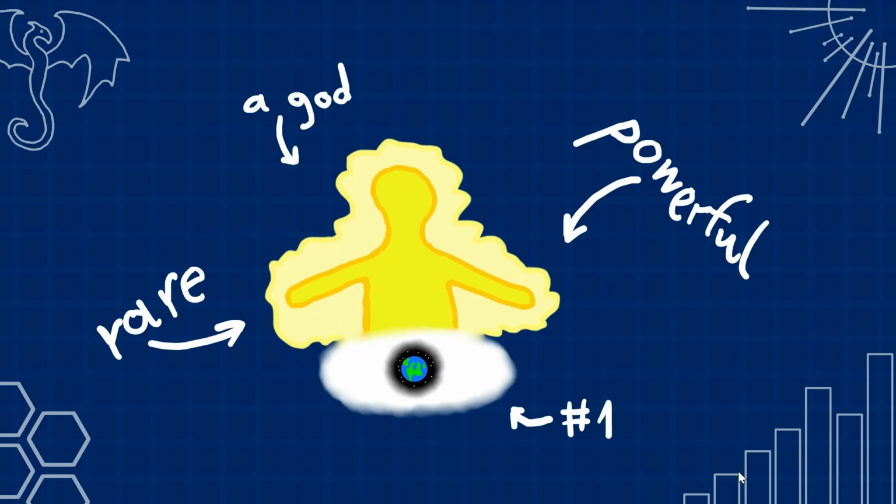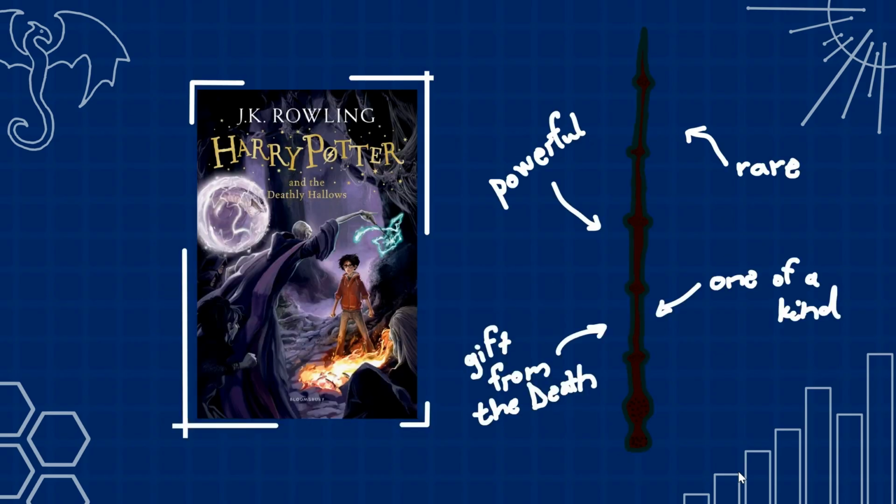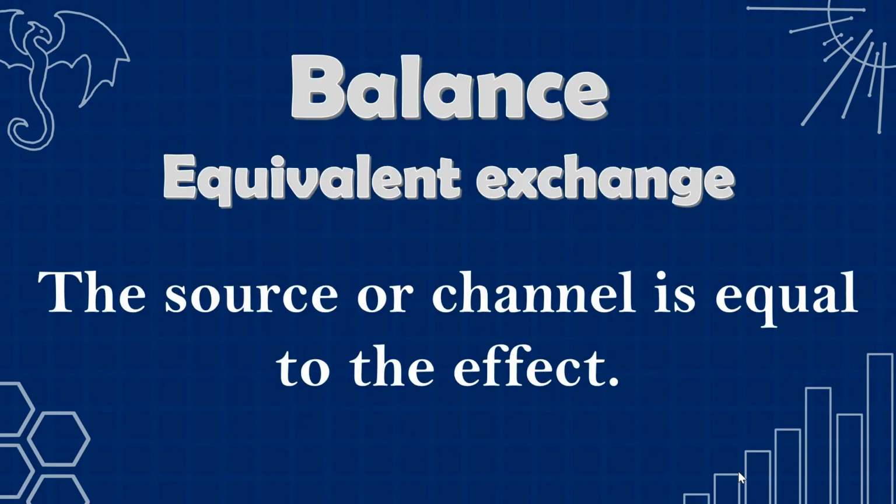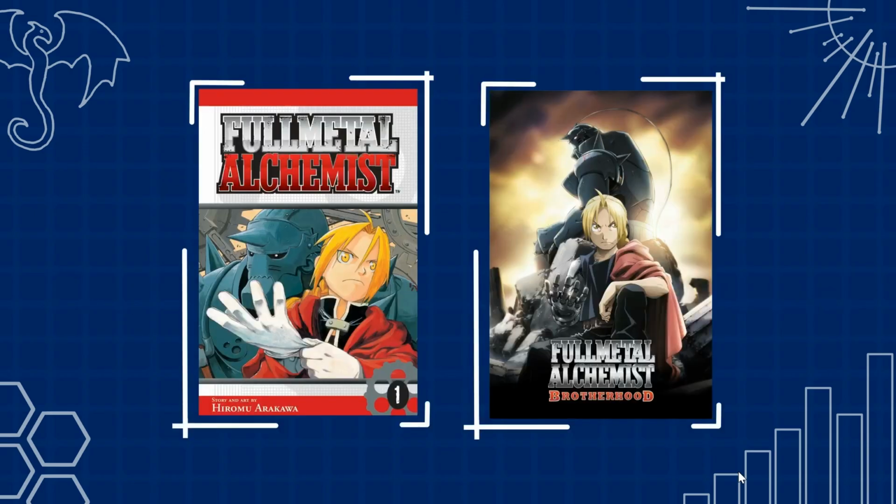In the Harry Potter series by J.K. Rowling, the Elder Wand is one of a kind, thus rarer, and can also create more powerful spells than a normal wand. A particular case of this rule, not as universal, is the law of equivalent exchange. While the broader rule states that the rarity of source and channel is directly proportional to the power of the effect, in this case it also states that it's equal. This version was popularized by the manga and anime series Fullmetal Alchemist.